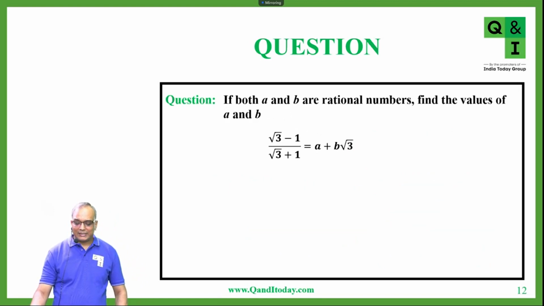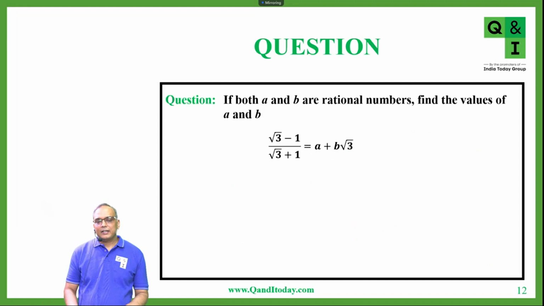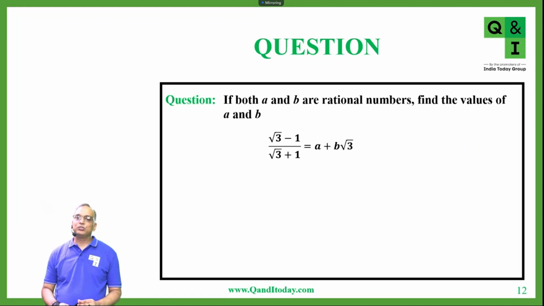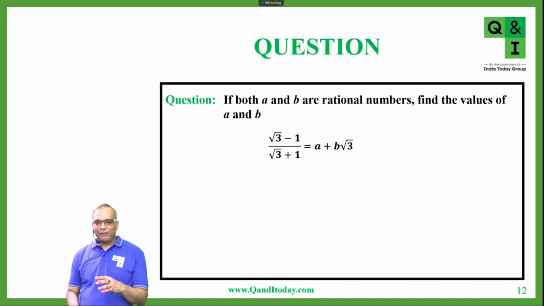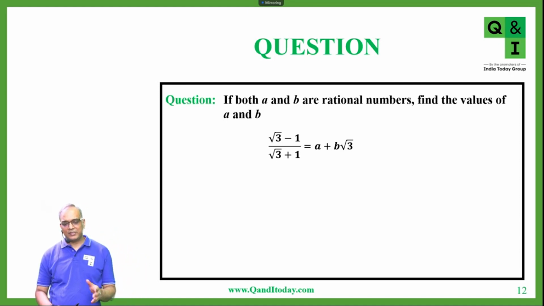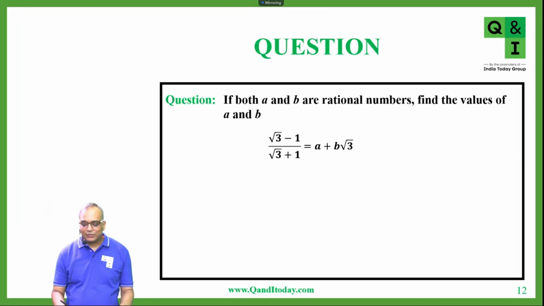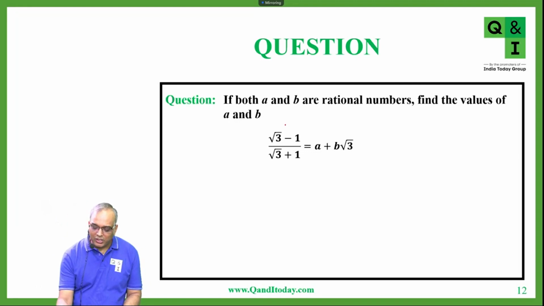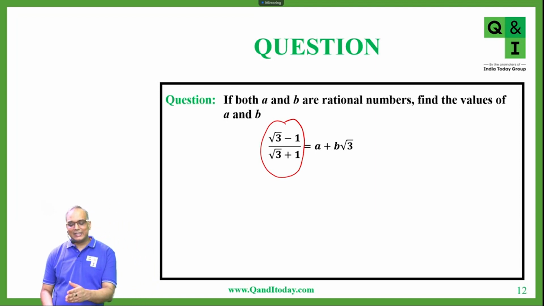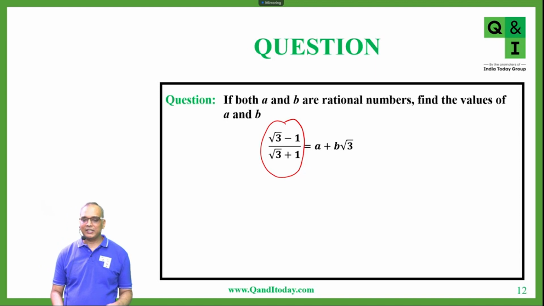The next question here: if both A and B are rational numbers, find the values of A and B. I'll solve one of these types of questions so that you can solve the other questions of similar type. In this question, you need to write this LHS in the form A plus B root 3. In the RHS, you can see that there is no denominator. That means you have to rationalize the denominator first in the LHS.